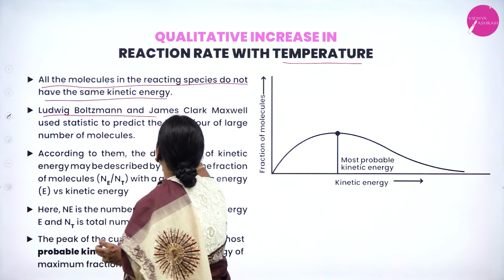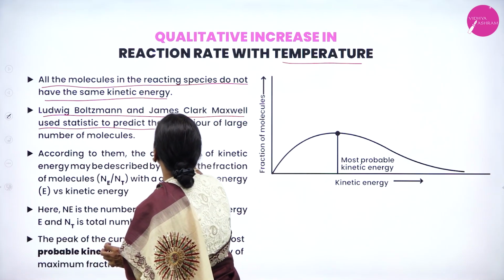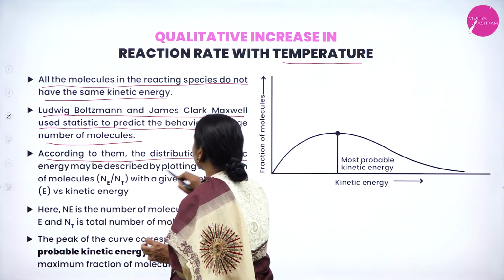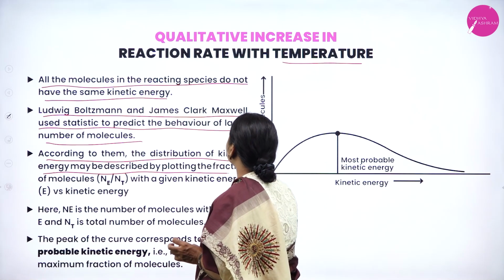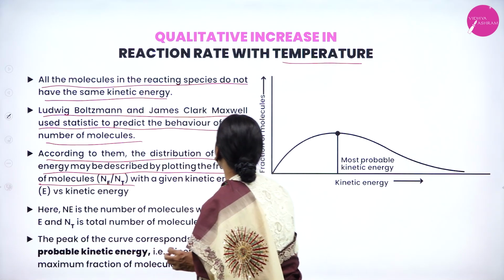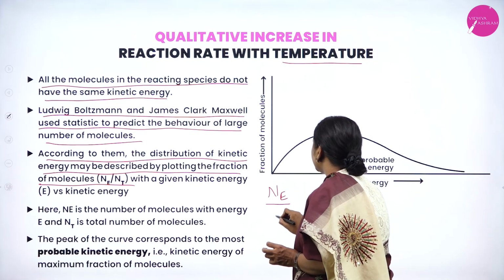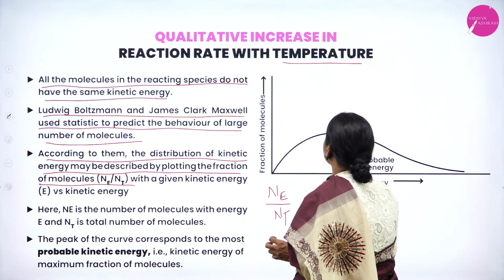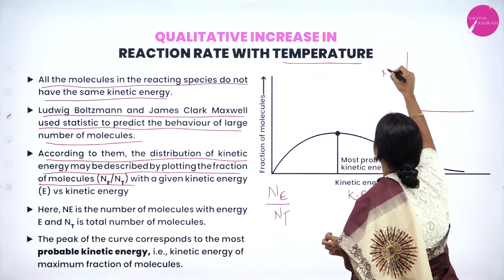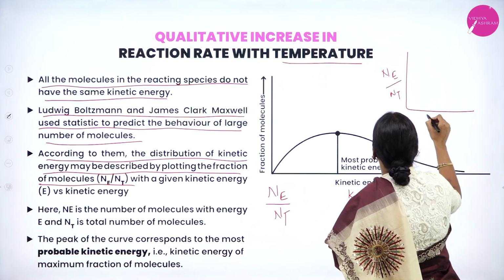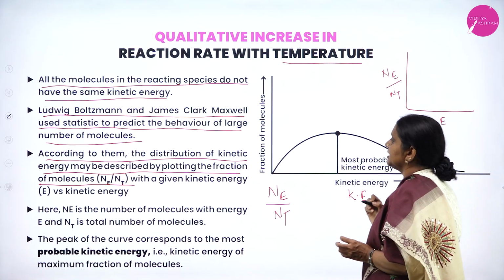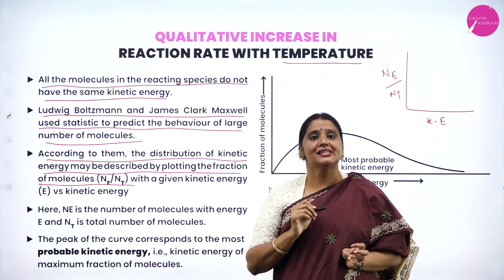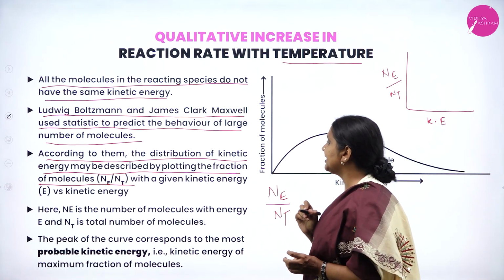Ludwig Boltzmann and James Clerk Maxwell used statistics to predict the behavior of large number of molecules. According to them, the distribution of kinetic energy may be described by plotting the fraction of molecules, Ne by Nt, with kinetic energy. Along y-axis, you take Ne by Nt. Along x-axis, you take kinetic energy.